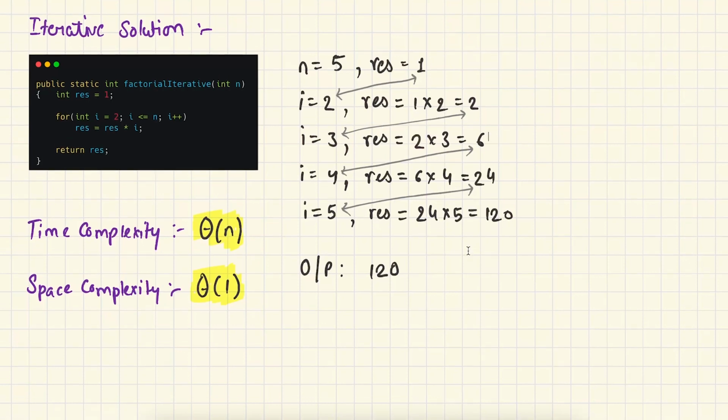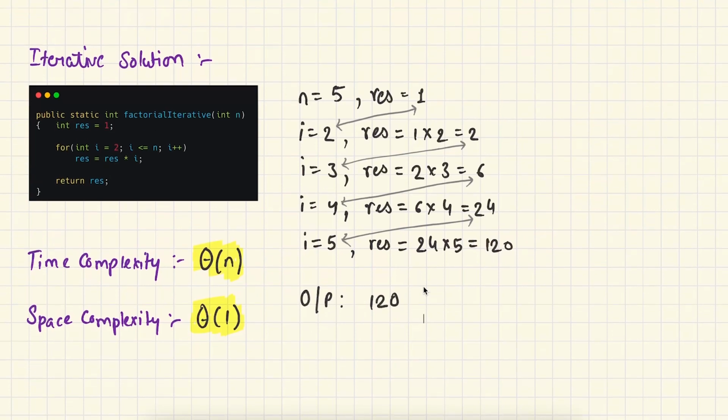So this is how we multiply numbers in each iteration. Let's say we have 5, so we are multiplying 5 into 4 into 3 into 2 into 1. This is how we got our answer as 120. So the output of this function is going to be 120.